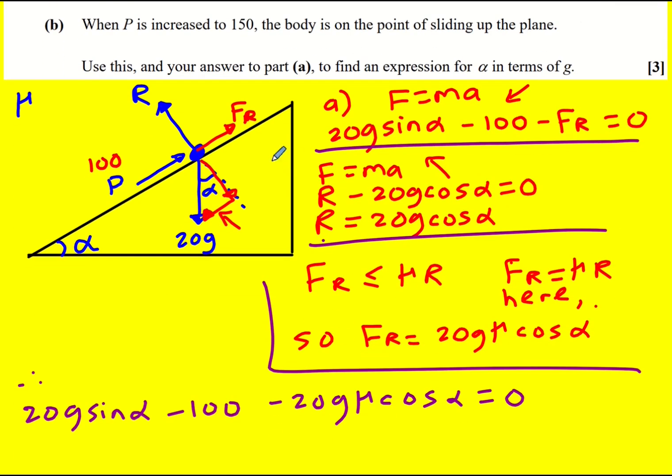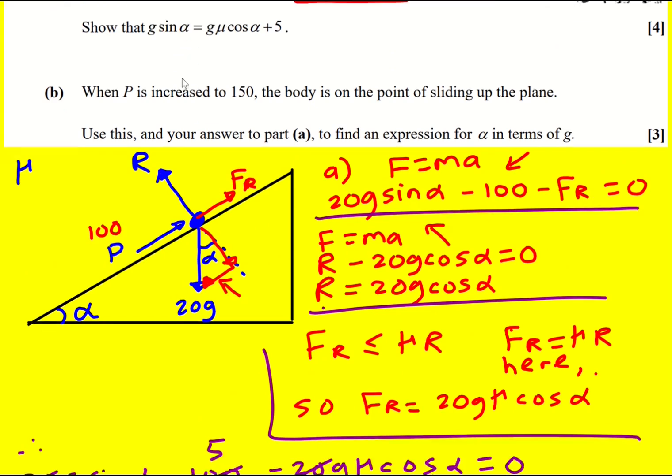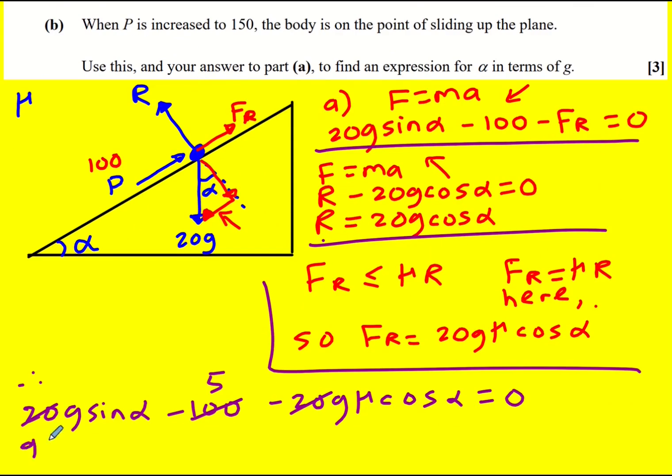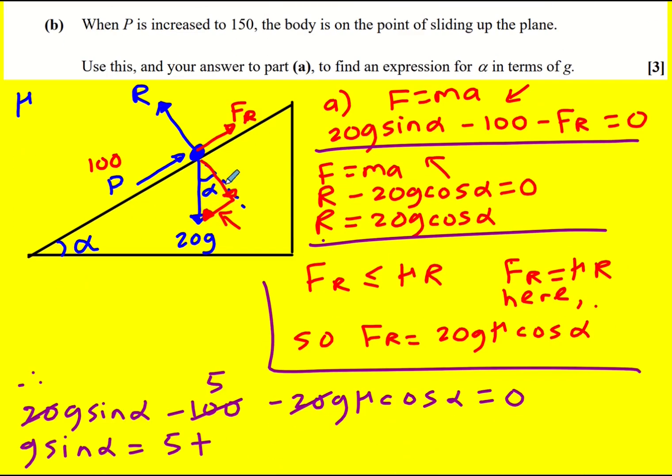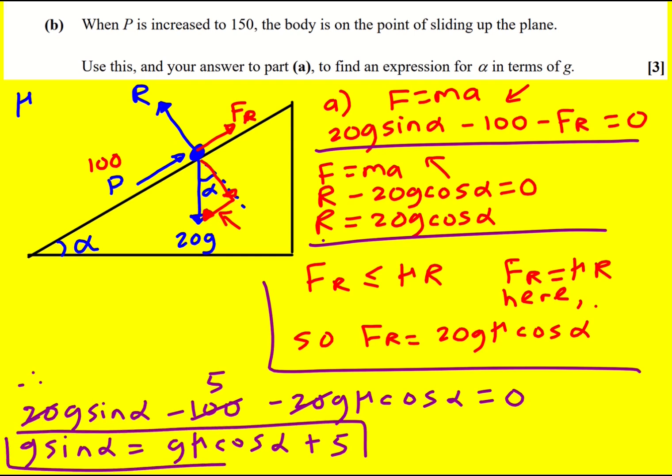And I can divide through by 20. That's going to become 5. Then I've got g sine alpha is going to equal 5 plus g mu cos alpha. Okay, they've just written it the other way around, so let me write it the same way as them. Okay, and we're done here. We've got a nice equation relating the angle with the coefficient of friction.